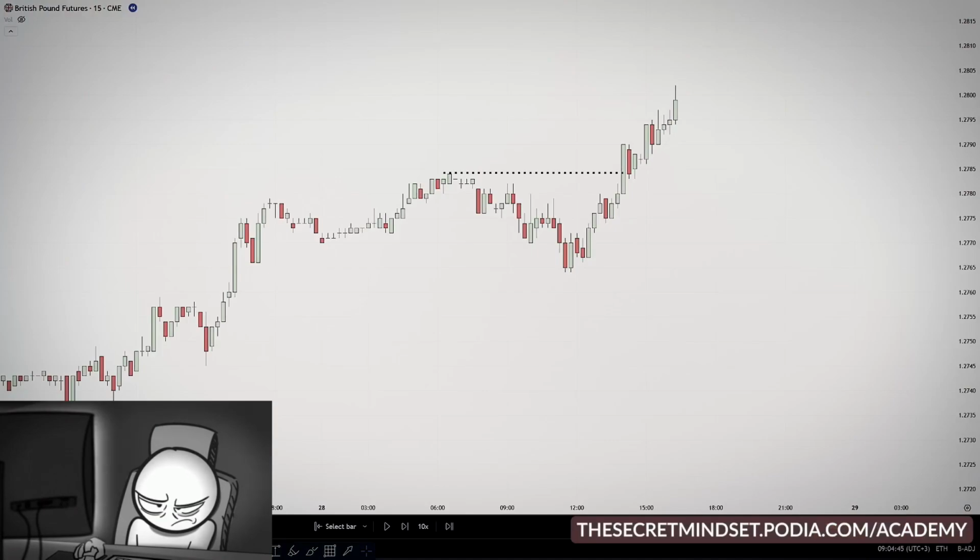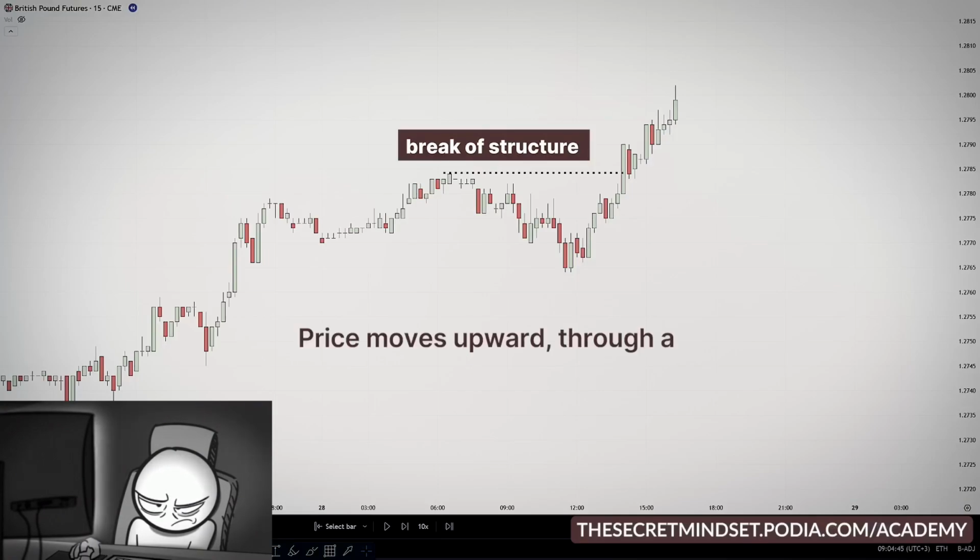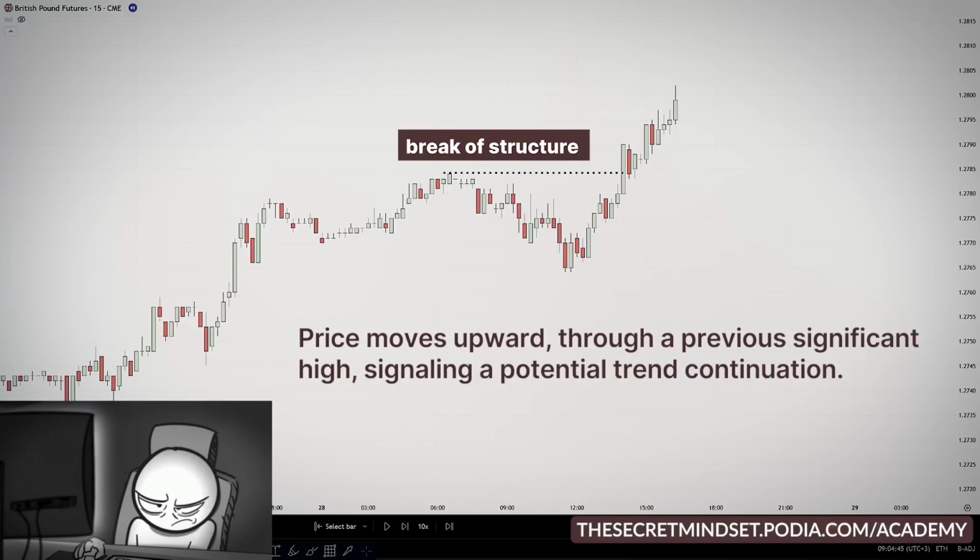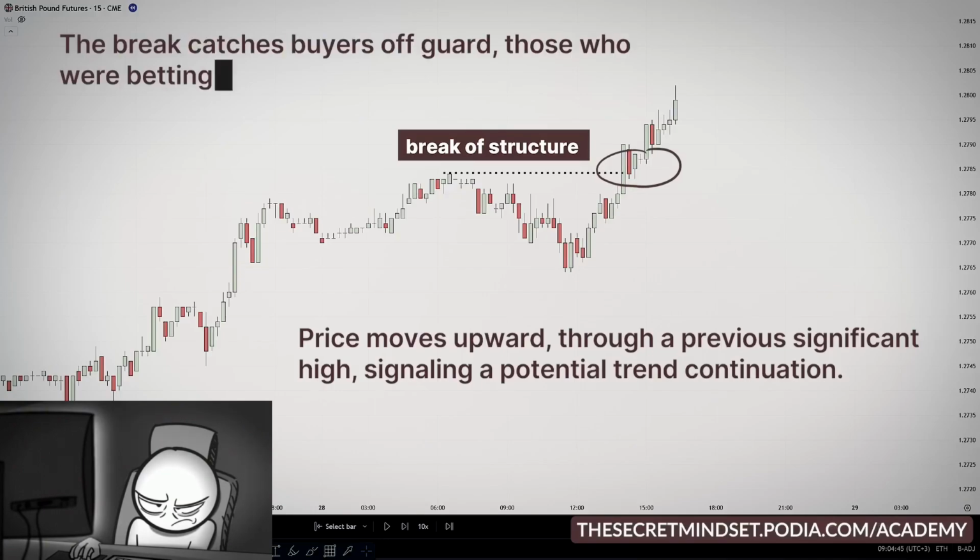Now let's break down the steps for a short signal. The first aspect to spot is a break of structure, but now we're looking for a break to the upside. So we need to see that price moves upward through a previous significant high, signaling a potential trend continuation. It's like the market is testing the waters, seeing if it can continue its previous direction. This time, the break catches buyers off guard, those who were betting on the continuation of the uptrend.